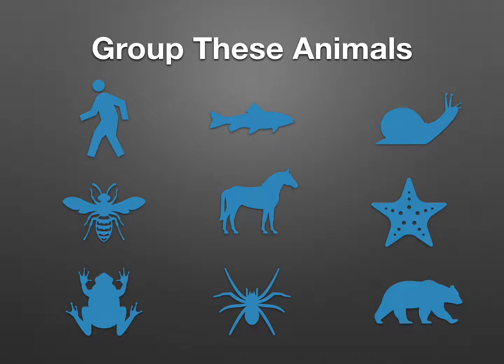Now that we've done the vertebrates, I want you to also group the invertebrates, and with this one I want you to do it by yourself. That way you can get a better feeling for that and maybe aid in your understanding of the subject. So take a few minutes and group these different animals into the invertebrate category, and we'll come back and discuss in just a few minutes.